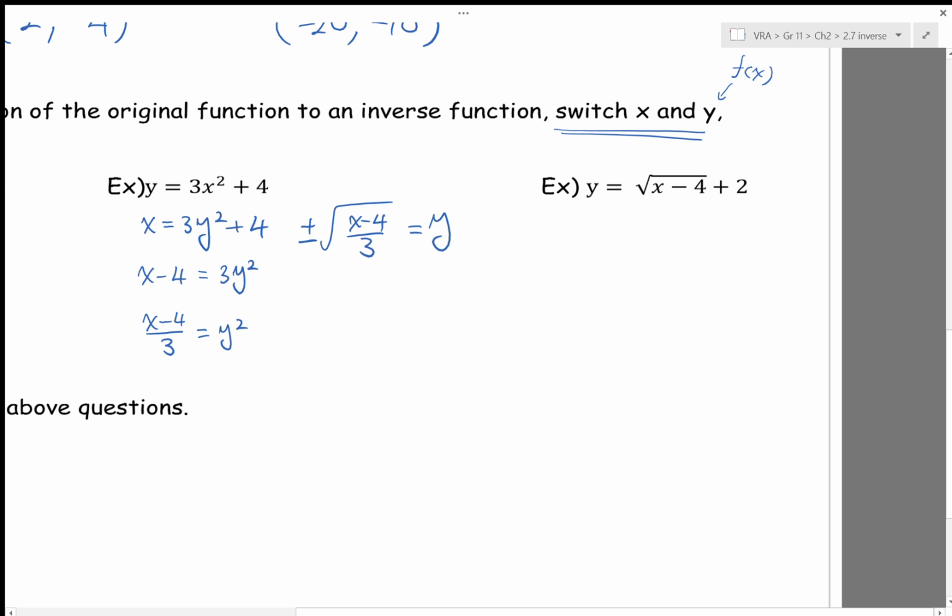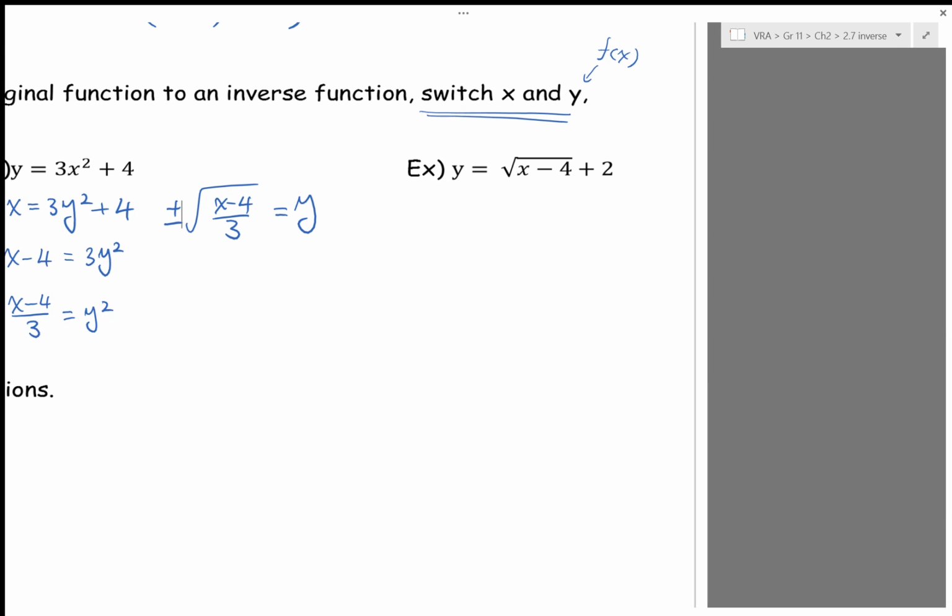So your inverse of y equals 3x squared plus 4 is plus or minus the square root of (x minus 4) over 3. Okay, now let's take a look at the last one.